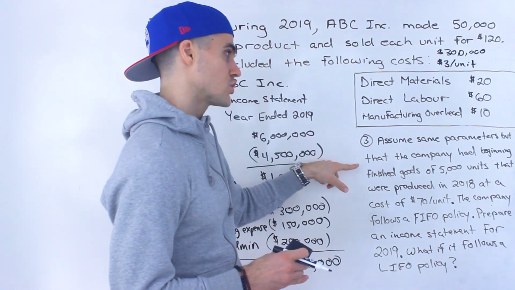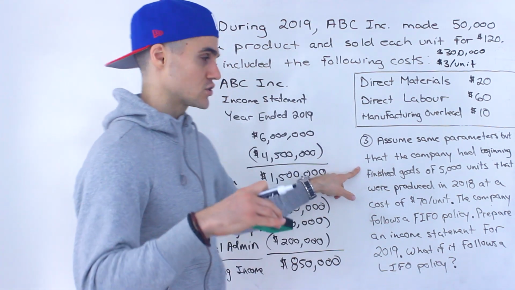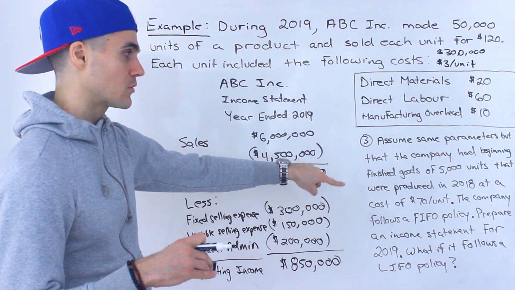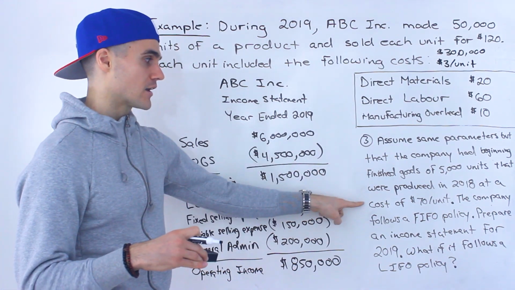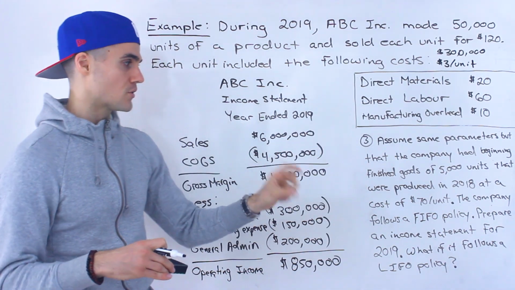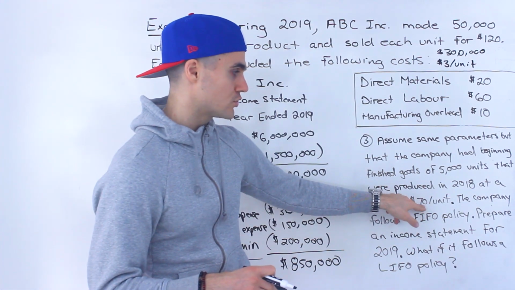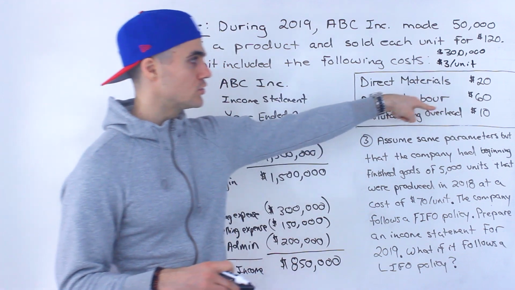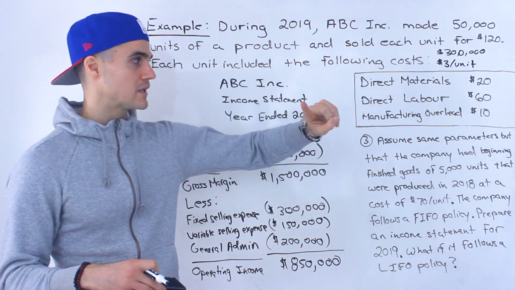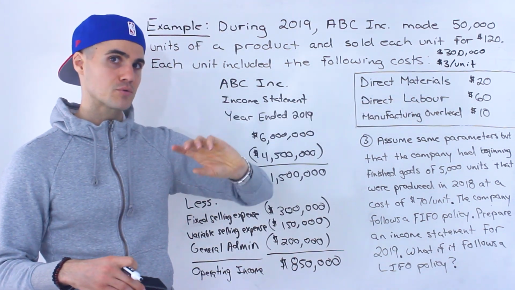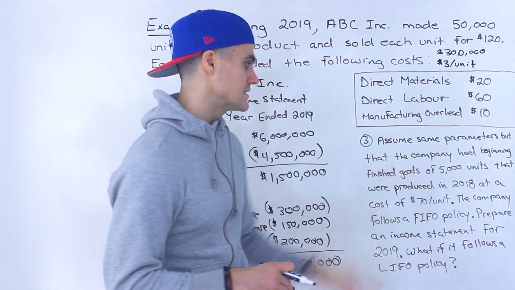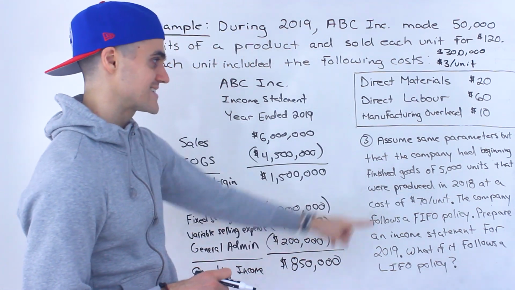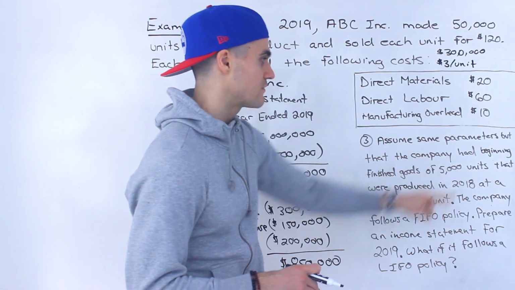Now, number 3, we're told to assume the exact same parameters that are given here, but we're told that there was a beginning finished goods of 5,000 units that were produced in 2018 at a cost of $70 per unit. So that's the product cost per unit from 2018. If you remember in number 1, we calculated for 2019 it was $90. In 2018, it's going to be $70 per unit for these 5,000 units.